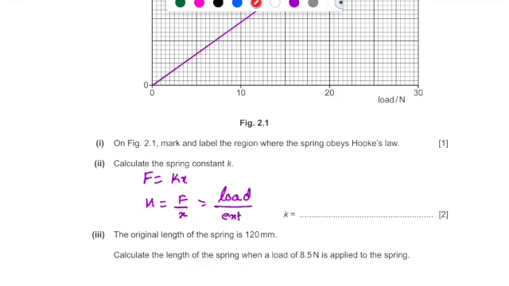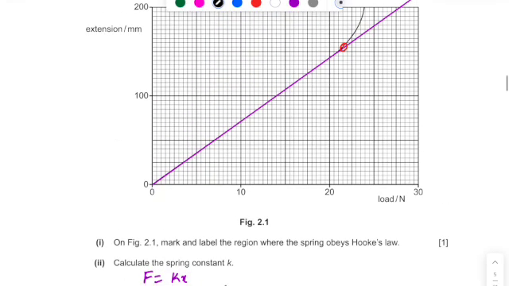Now calculate the spring constant. We know that F equals Kx, so K equals F upon x. So it is load divided by the extension. We take randomly any one point. For example, I take 15, then hit the graph. When I'm hitting at 15, it is hitting the graph over there.